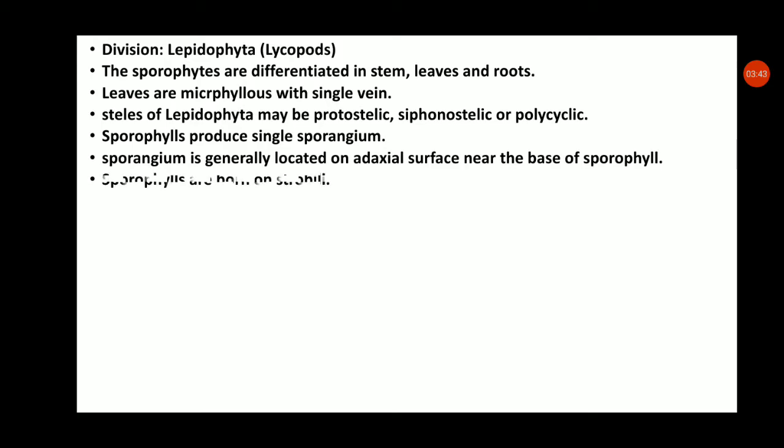Then the next important character is that the sporophylls are borne on strobili. A group of sporophylls are borne on the strobilus. When sporophylls come together they form a compact structure, which is known as the strobilus. These sporophylls are borne on the strobili.